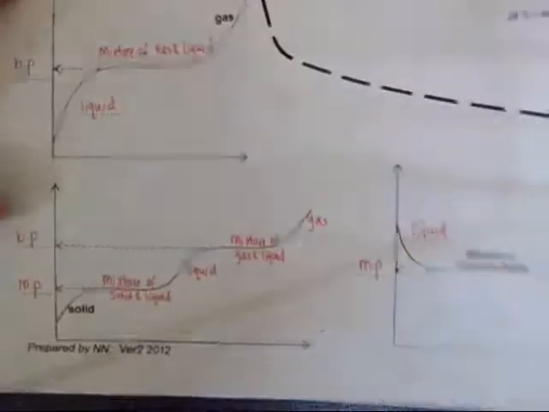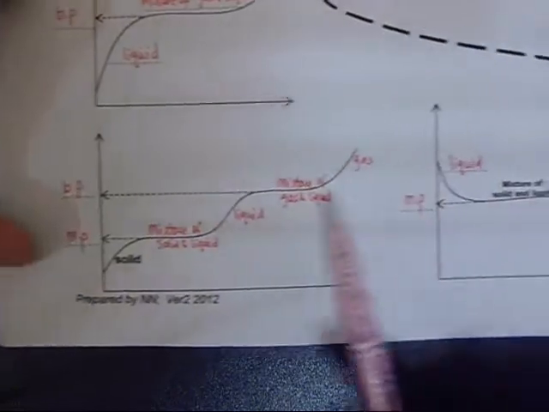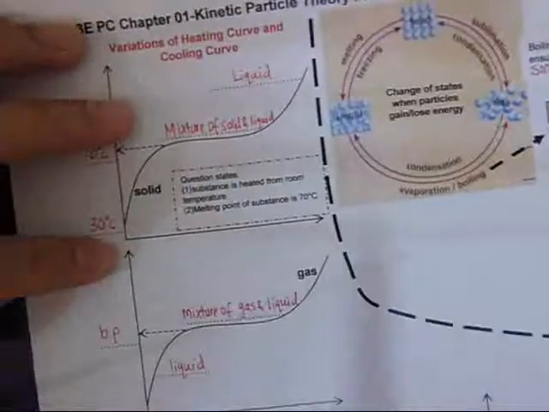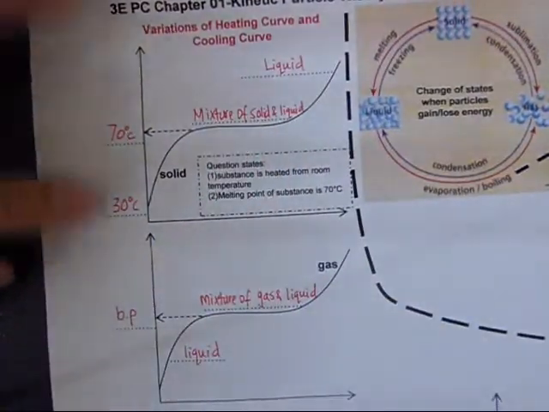And the various types of heating and cooling curve. Remember, the horizontal region must be a mixture. So you need to figure out whether it's a mixture of solid and liquid or liquid and gas.